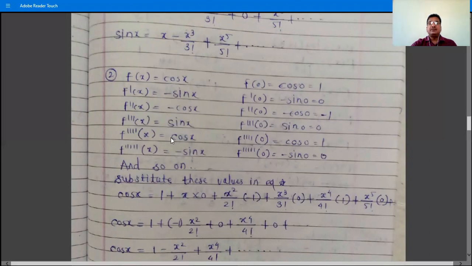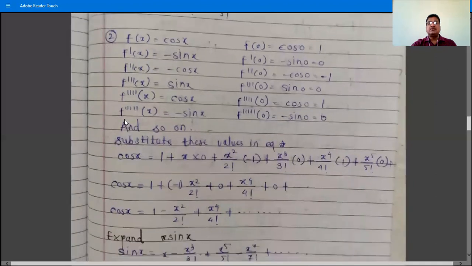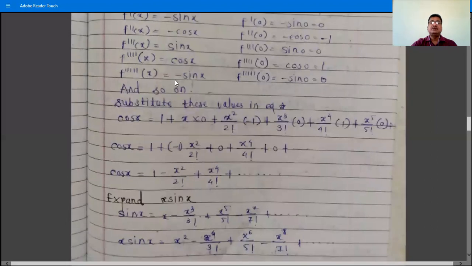Then the fourth order, f⁗(x): the derivative of sin x is cos x. And the value at 0 is cos 0, that is 1. Then the fifth-order derivative: the fifth derivative of f(x) is the derivative of cos x, which is minus sin x. And the value at 0 is what? Minus sin 0, which is 0. If you find the next derivative, the sixth-order derivative, it is the derivative of minus sin x, which is minus cos x, and the value at 0 is minus 1. So if you observe the values, 1, 0, minus 1, 0, 1, 0, minus 1, 0, 1, 0, minus 1, 0, in this way we have the values, and so on.